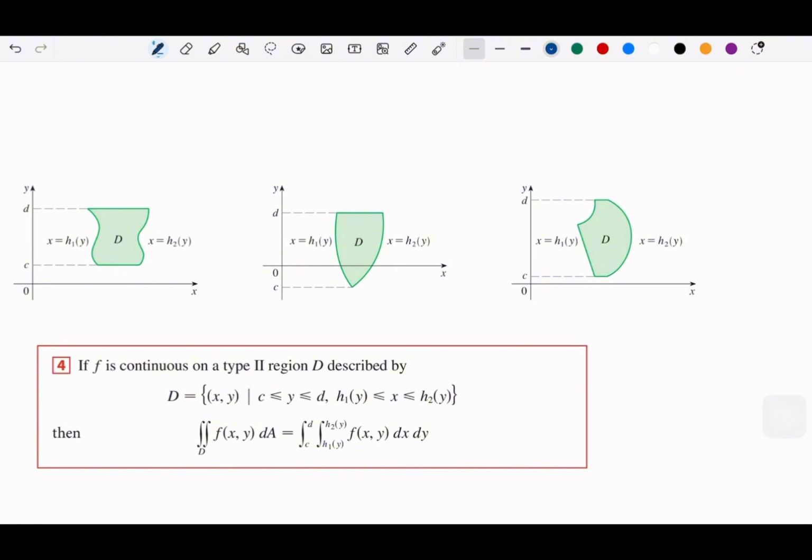So basically, it's similar to the previous one. The difference is this time the constant is in y, and the curve will be x. It has the curve.